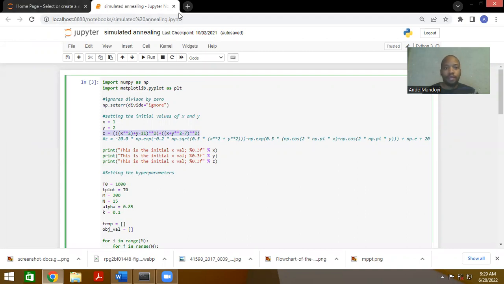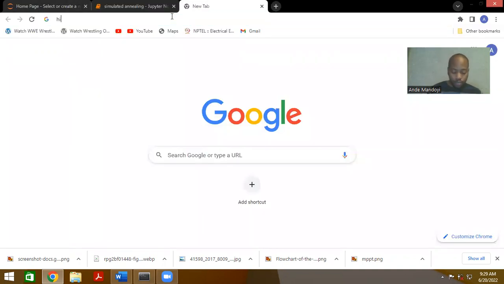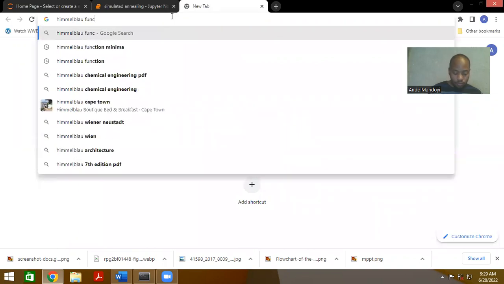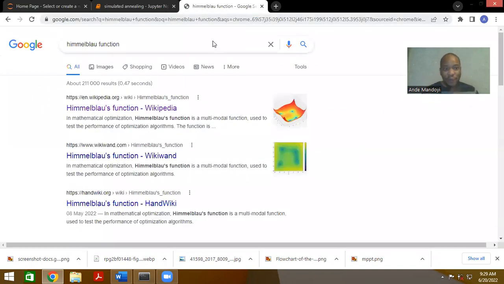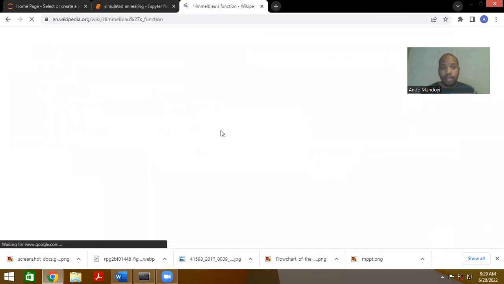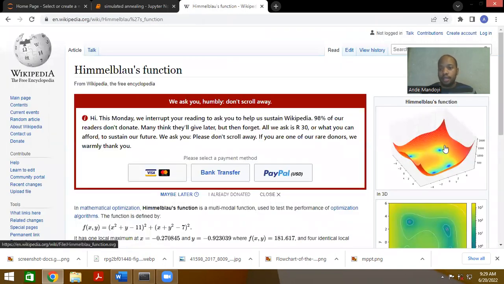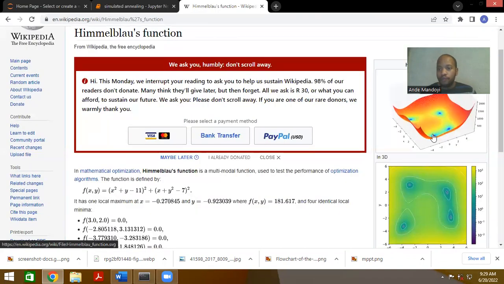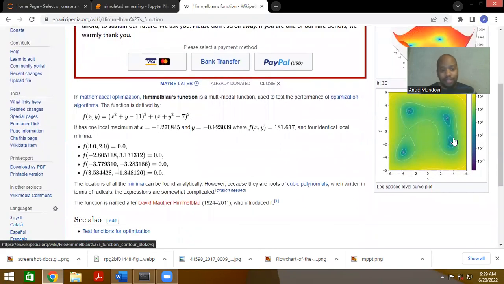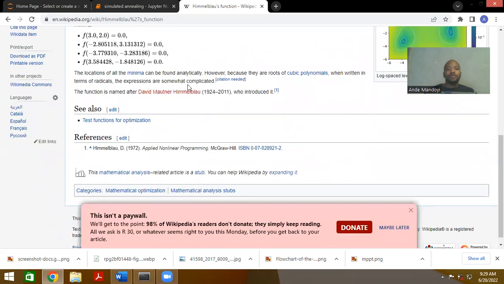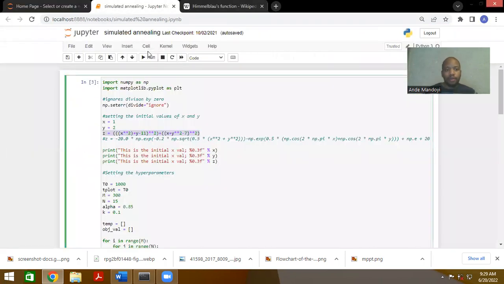Let me see if I can find a sketch for the Himmelblau function quickly. Looks something like this. So there it is. And these are your minima over there. 1, 2, 3, 4. And there are 4 of them that occur at different points. But what we do see is that the minimum occurs at z equals 0. Right.